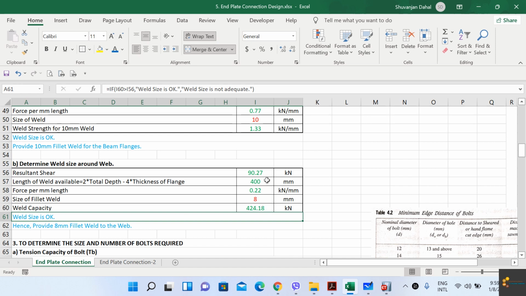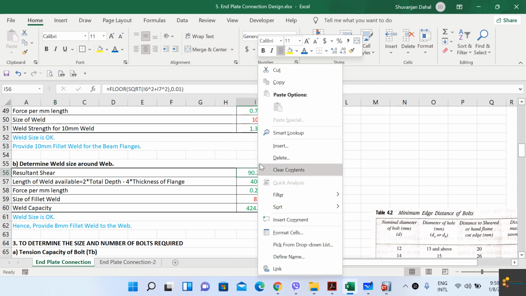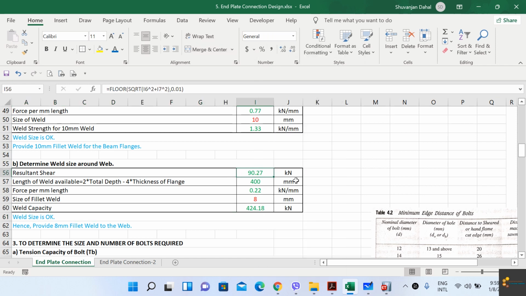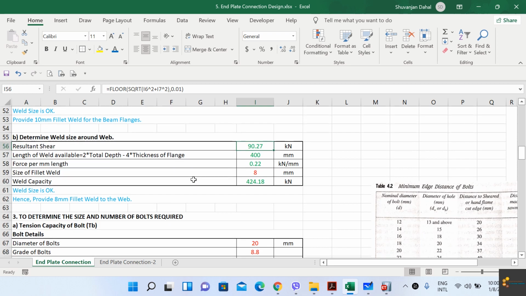So it's your work to optimize this size of weld also. Here you can see that capacity is very much greater as compared to the actual force coming onto our weld. So it's your work to optimize. I will just describe the steps that you have to follow, and then it is your job to optimize and then find the required size here. So now our weld size is determined: 10 mm fillet weld for the beam flanges and 8 mm fillet weld to the web. Now let us go to the bolting that should be performed.